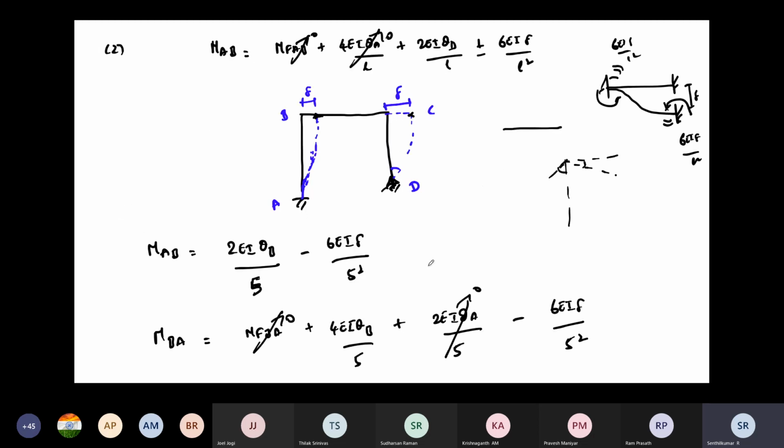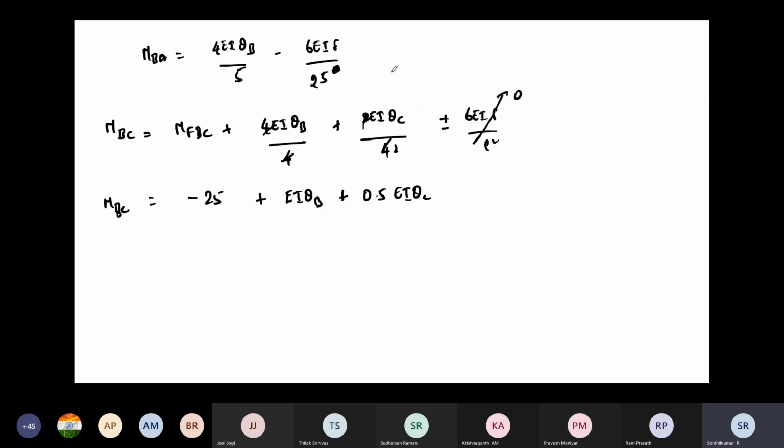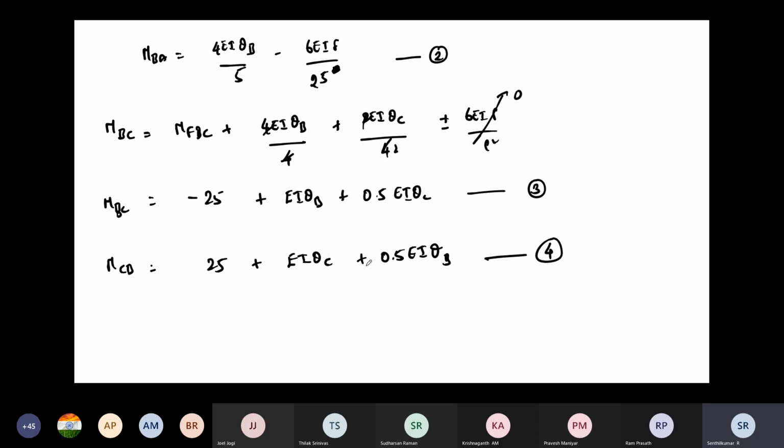So I can write it. This is 25. This is equation 1, MAB. MBA is 2. This is 3. Like that, MCB will be positive 25 plus EA theta C plus 0.5 EA theta B. That's it. Simply the values will interchange. Here also delta will be 0. Instead of 4EA theta B, here theta C will come, and 2EA theta C, theta B will come. So that is just changing.